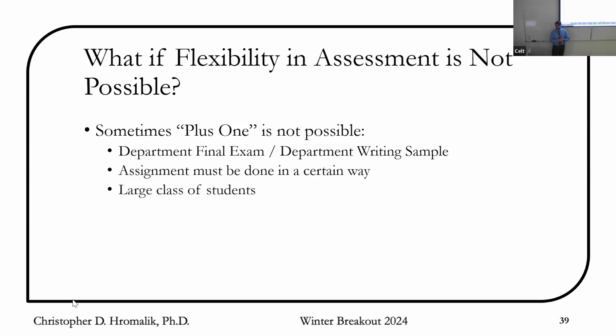Maybe there's a large class of students. You have 700 students in a lecture hall. Offering a second option may not be feasible. It may not even be possible to do. You may not have enough time in the day to grade that many assignments.